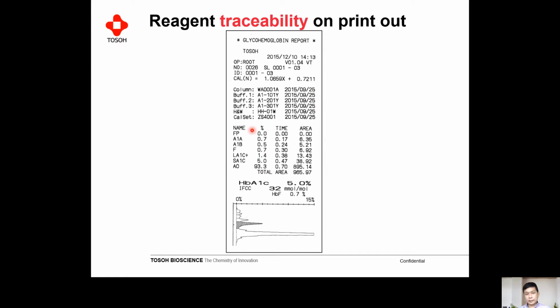And then we have the separation of the common identified peaks, and then the HbA1c results expressed in NGSP format and IFCC format as well. That can be configured, and we also can provide results in 2 decimal points, like 5.01 or 5.02, etc., so on and so forth. So we can input up to 2 decimal points for our HbA1c result.